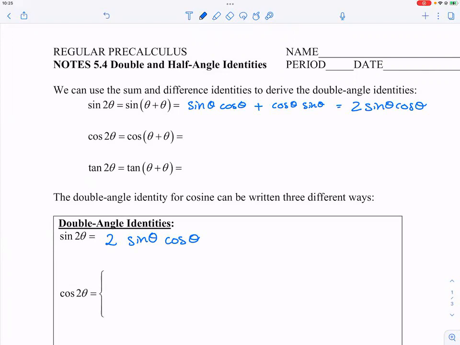And then we have cosine of theta plus theta, and that is cosine theta times cosine theta minus sine theta times sine theta, and that is cosine square theta minus sine square theta. So we put it here.